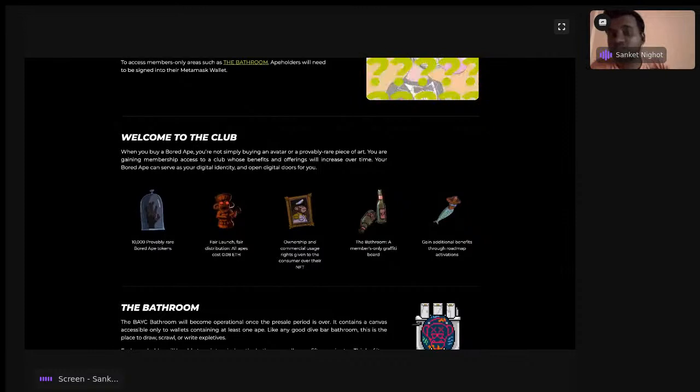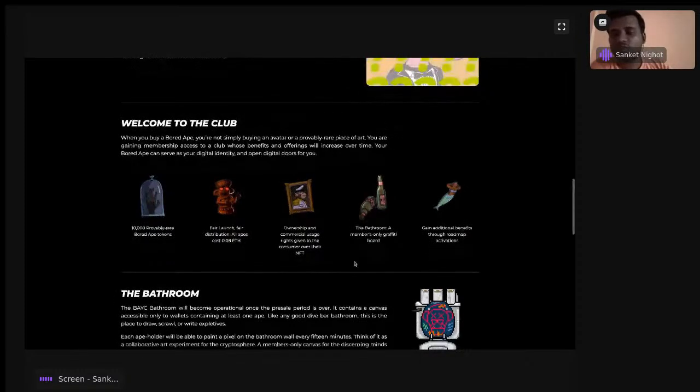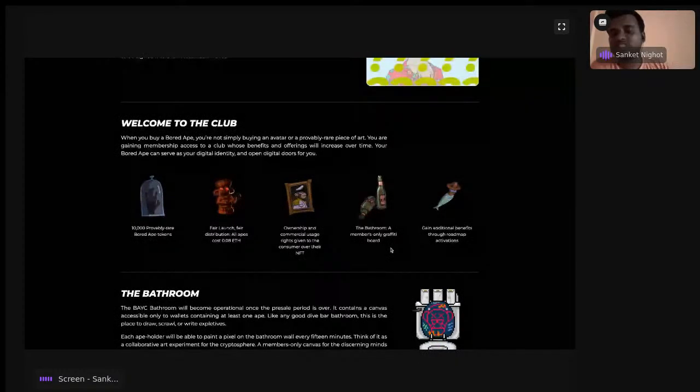Ownership and commercial usage rights are given to the consumer over their NFTs. Ownership and all commercial rights belong to the user. That's what the NFT market means: anything you own as an NFT is yours, you're the owner, and you have all the rights. There is also a members-only graffiti board. When you buy this NFT, you become a member of the club and have access to whatever they offer.